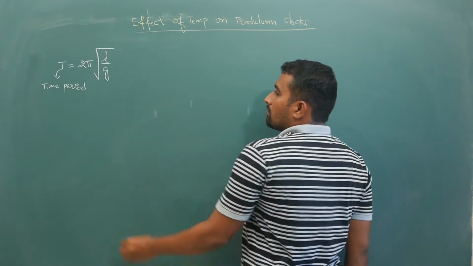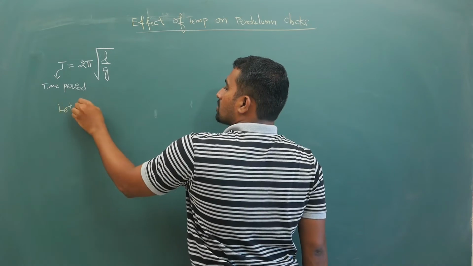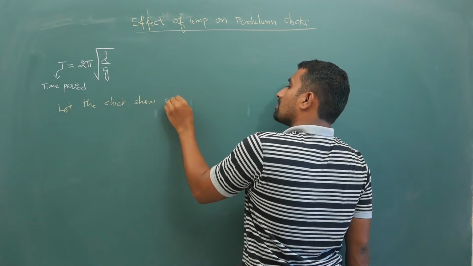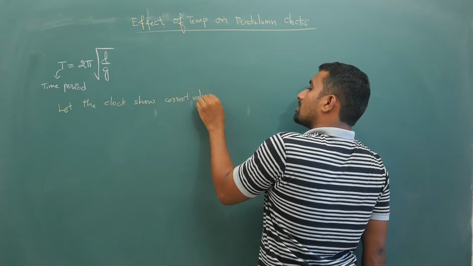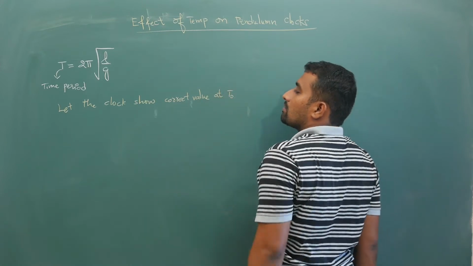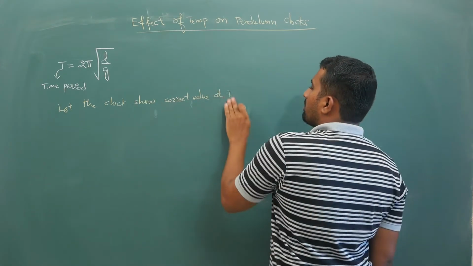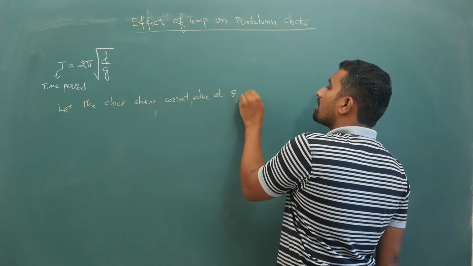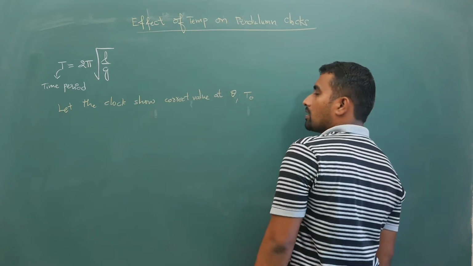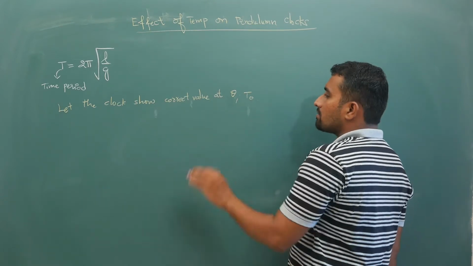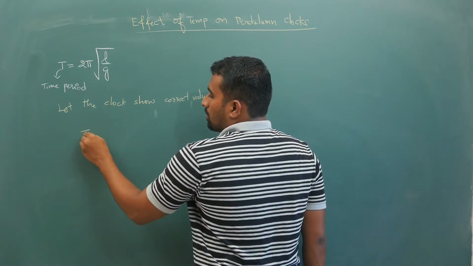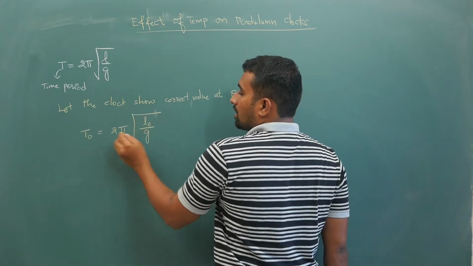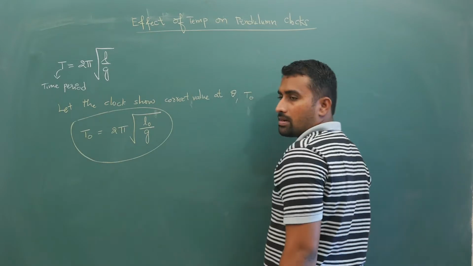Now let us say the clock shows the correct value at some temperature theta. Temperature is theta and the correct time period is some T naught for that particular clock. Normally usually it is 2 seconds, but I am assuming T naught. So your T naught is 2 pi into under root L naught by g, if I assume the initial length as L naught.